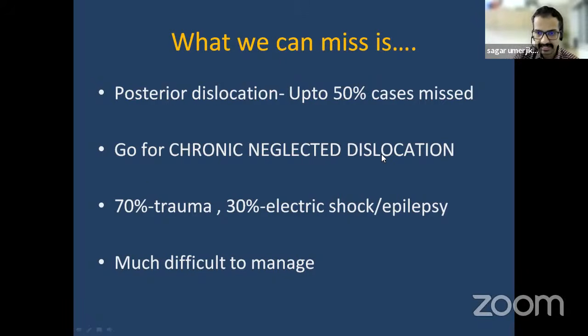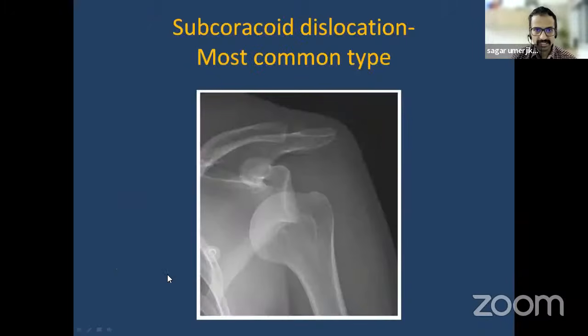These go for chronic neglected dislocation, and reduction and stabilization can be really a trouble. So 70% of these posterior dislocations can be traumatic and 30% can be due to electric shock or epilepsy, and these are very difficult to manage.